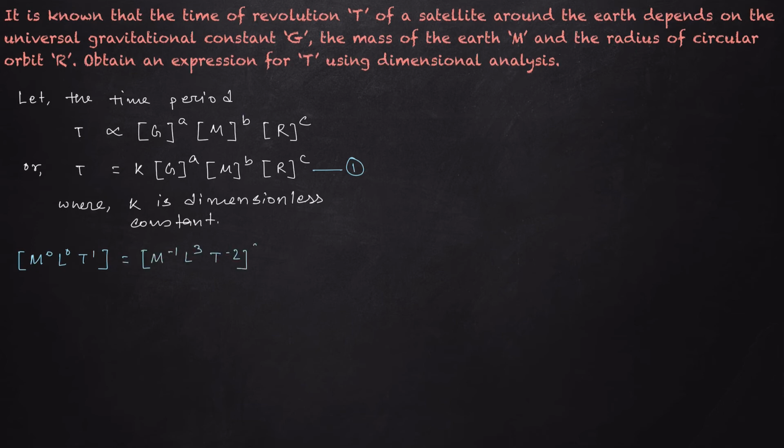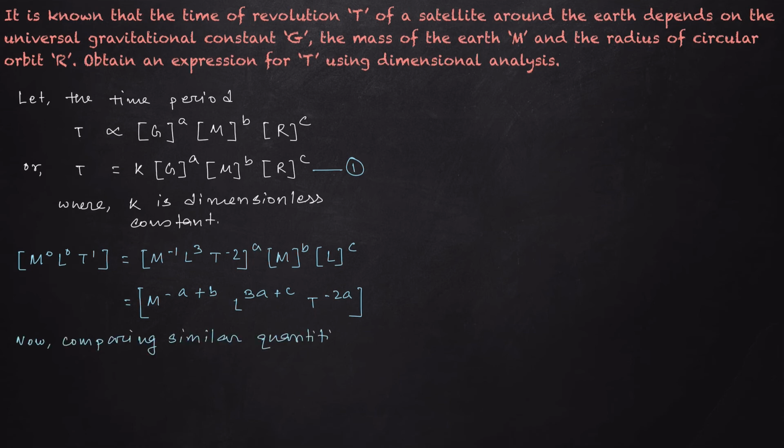So on the right hand side, the dimension of G is M inverse L cube T to the power minus 2. We already derived the dimension of universal gravitational constant G in a previous video, so you can check that. So the second term is mass, so M to the power b, and r represents length, so L to the power c. Now collecting similar quantities, so M to the power minus a plus b, L to the power 3a plus c, and T to the power minus 2a. Okay, now we need to compare similar quantities.